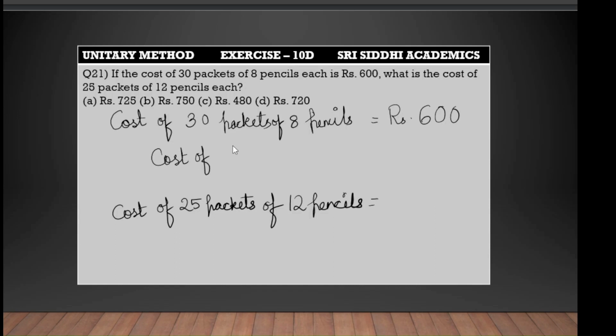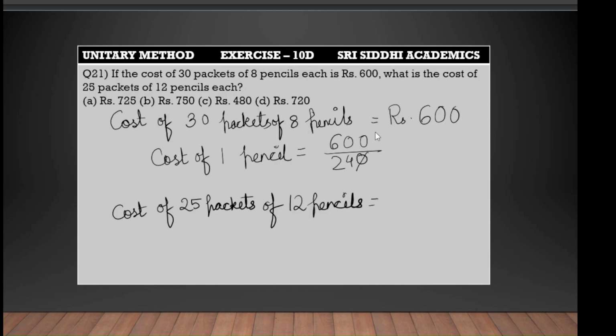So the cost of one pencil will be actually how much? 30 packets have got 8 pencils each. The total pencils will be 30 into 8, which is 240. So if I divide the amount 600 by 240, then I can find the cost of one pencil. So it is 600 divided by 30 into 8. So 8 threes are 24, and then this 0 here I will put here.